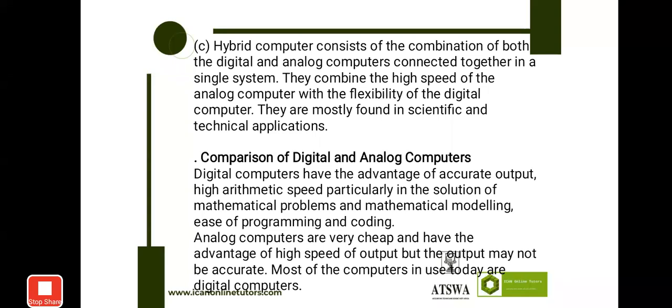So, comparison of digital and analog computers, let's compare both of them. Digital computers have the advantage of accurate output. They have high arithmetic speed, especially when it comes to solving mathematical problems. 2 times 2, you already have it as 4. It makes programming and coding quite easy. Meanwhile, analog computers are very cheap, but the output may not be accurate. Most of the computers in use today are digital computers.